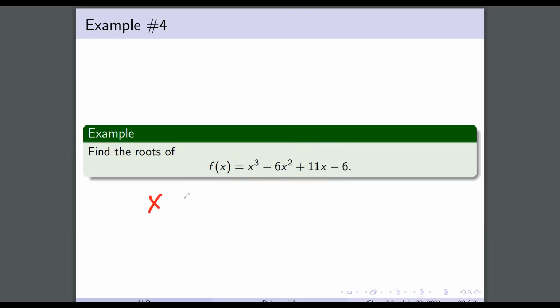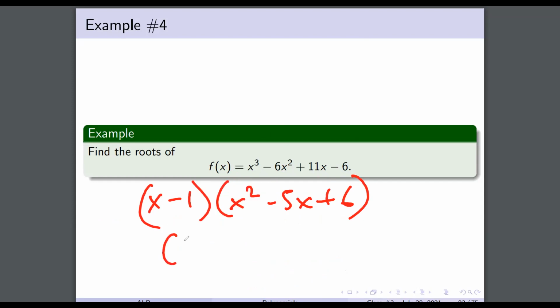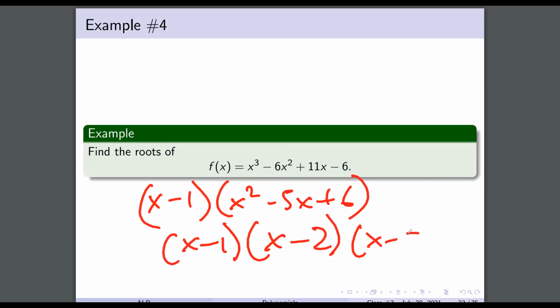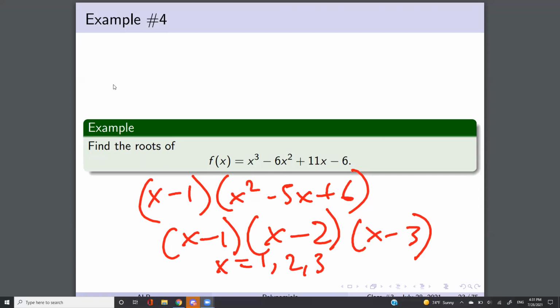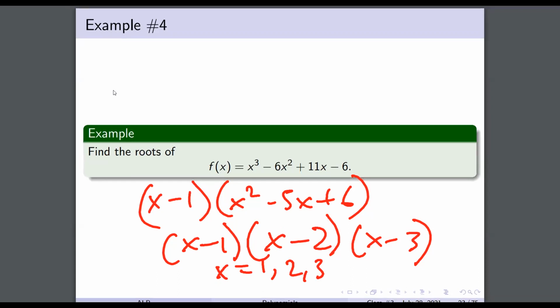Now we can factor this quadratic pretty easily. So our roots are, and we're done. That's a pretty fairly simple way of solving. I'll leave this on for a bit so you guys can see it.